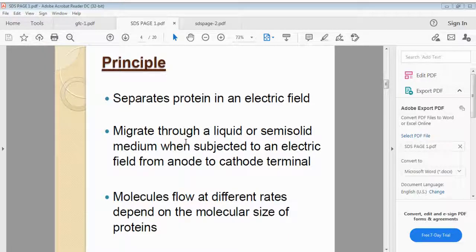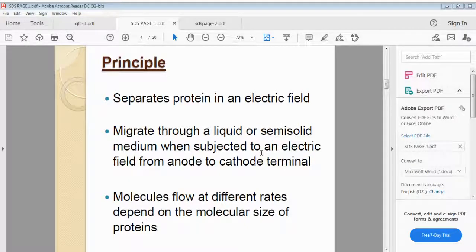So how do they migrate? Summa thanila pota migrate aguma? Thanila pota, it will not migrate. Okay, it should have a suitable medium through which the proteins to be separated should travel. Okay, so the medium should be either a semi-solid medium or a gel. Okay, so the protein molecules should be allowed to pass through the gel.